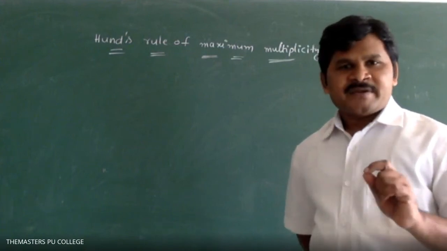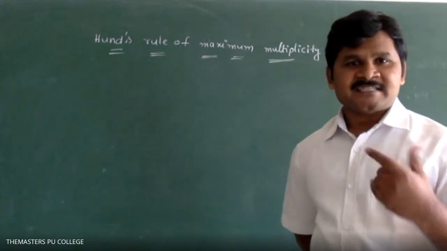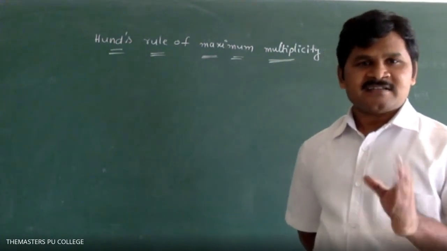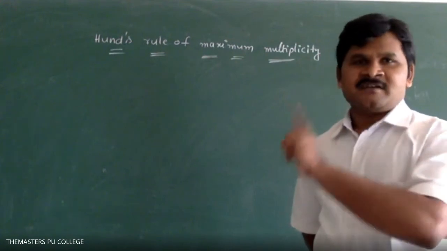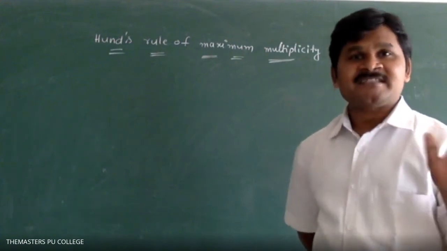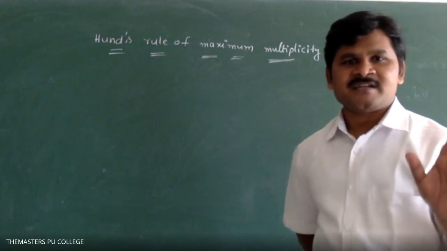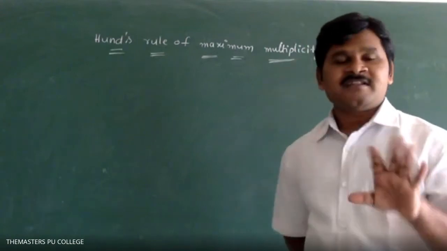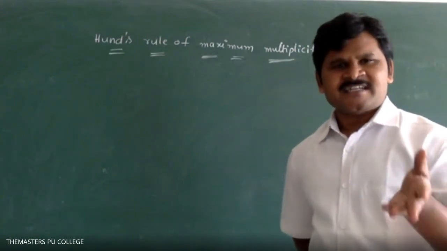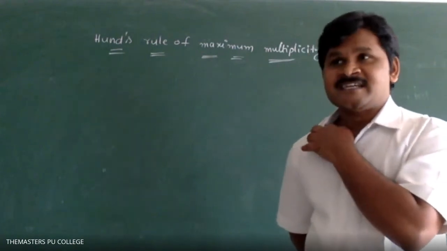When electron pairing takes place in orbitals or in a subshell, first an electron enters into each orbital. Then only electron pairing takes place. When electron pairing takes place in degenerate orbitals, first one electron each occupies each orbital. Then only electron pairing takes place. By writing an example, you can understand this statement easily.